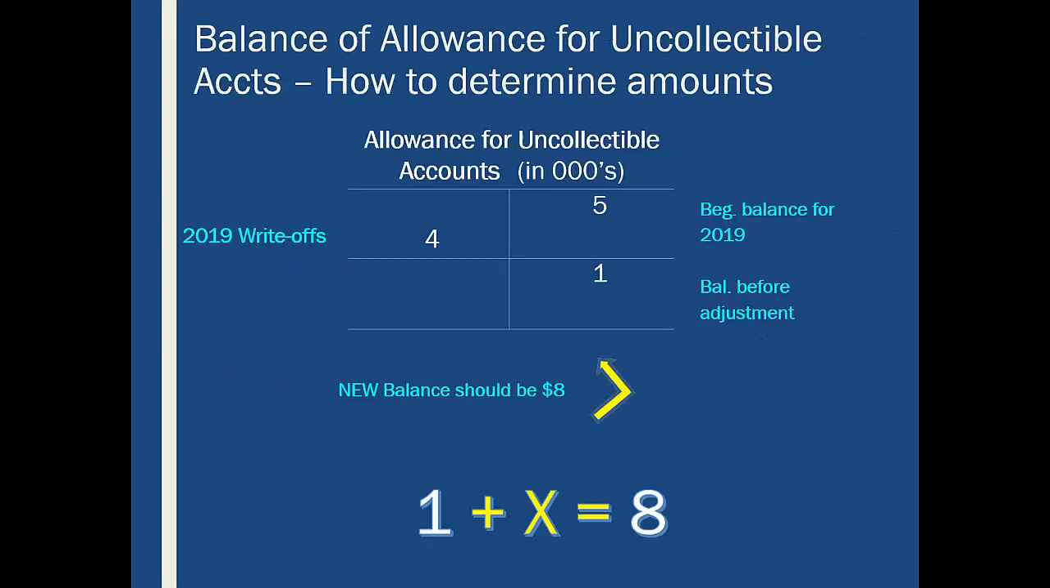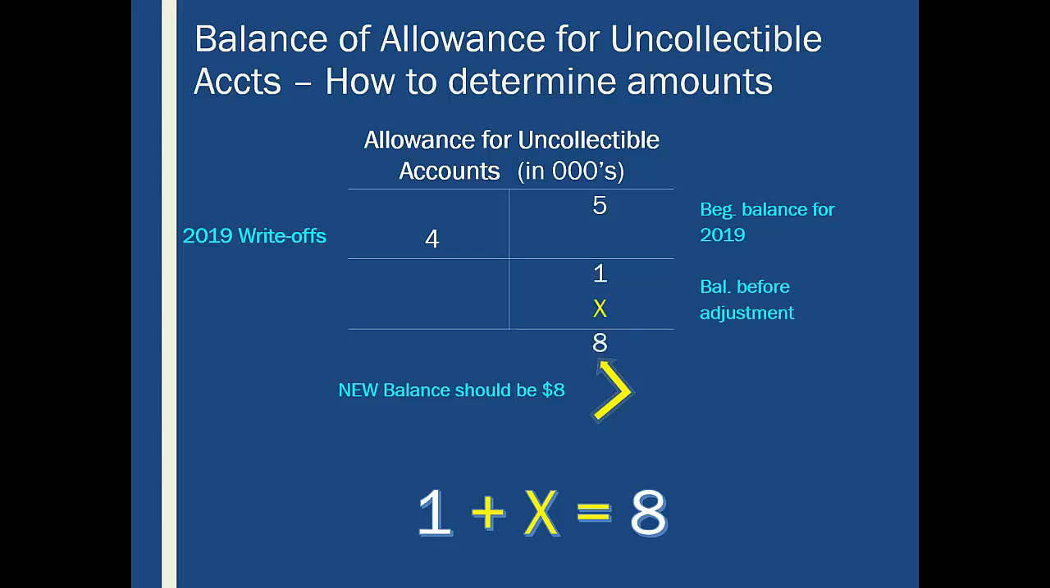So these are all in millions, obviously, but the beginning balance for 2019 was the $5 million. We wrote off $4 million, so we still had $1 million left in before our balance. So if we estimate our new one, how do we come up with how much bad debt we need to account for? So here's the whole picture.